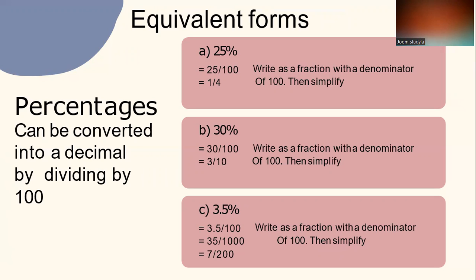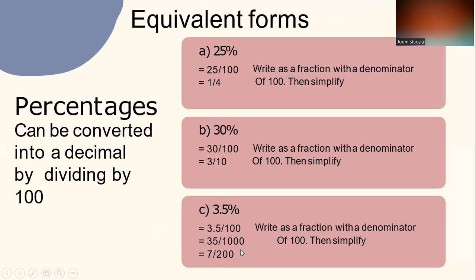And same thing goes to question number C, which is 3.5%, which is when you write a fraction with a denominator, it becomes 3.5 divided by 100. And when you want to remove the decimal here, you have to multiply by 10. And also the denominator you have to multiply by 10. That's why you get the answer is 35/1000.